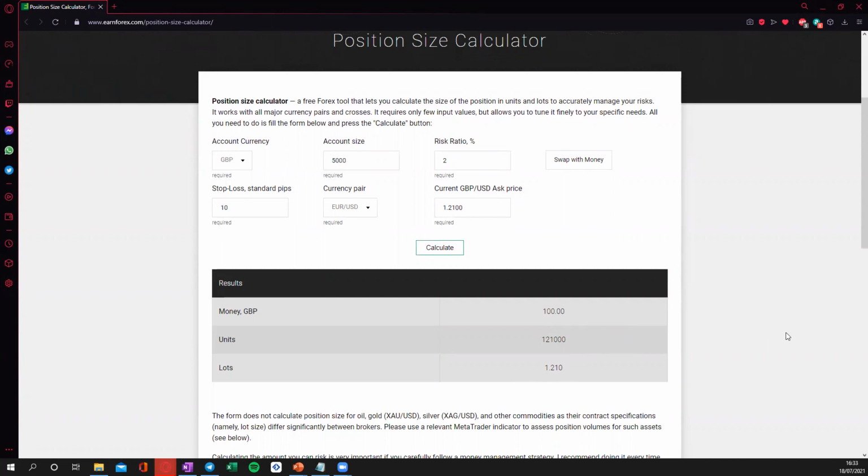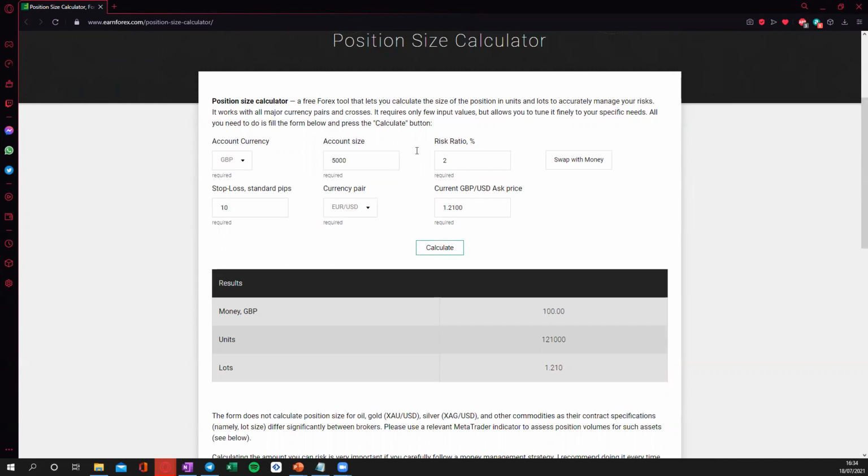Basically, one lot in the market is 100,000 of one currency against the other. So I'm allowed to trade 121,000 of the pound against the dollar, essentially. And then in lot terms, because in your MT4 you'll have to enter specific lot amounts, that calculates to 1.21 lots, as one lot is 100,000 units. A mini lot is 10,000 units, and a micro lot is 1,000 units. So that's key things for you to remember going forward.